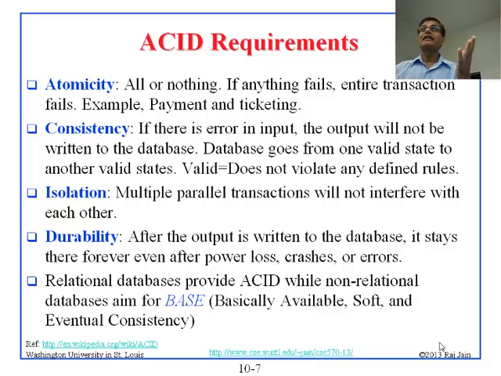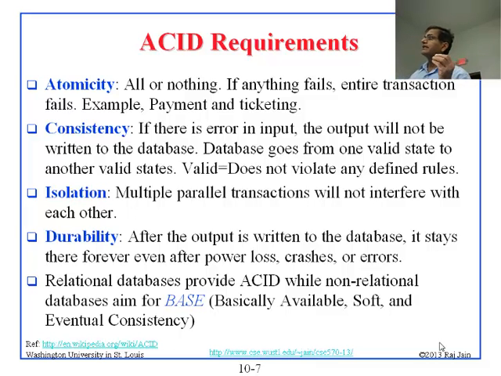You cannot divide an atom. Now you can, but when the word was coined, at that time you could not divide the atom. So all the transactions have to be atomic. Right? 0 or 1. You cannot have half of a transaction. Consistency.